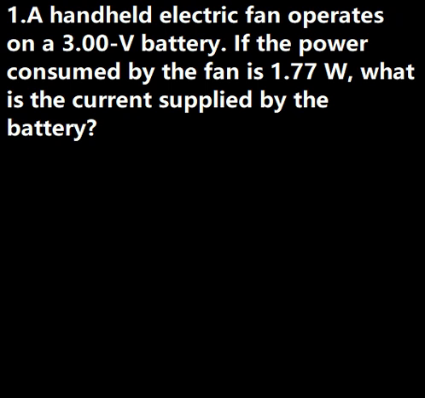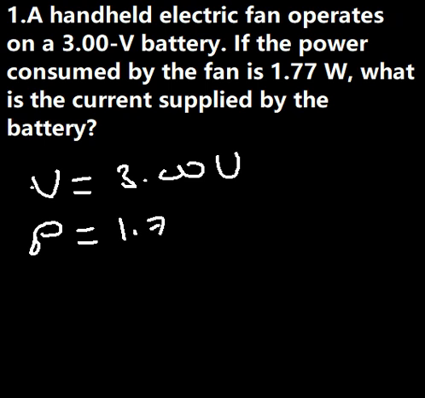So now let's say we have this question which says that a handheld electric fan operates on a 3.00 volts battery. So which means that's the voltage. So that is 3.00 volts. Now, the power consumed by the fan is given to us. Now this is the power. We have it as 1.77 watts. By the way, the basic unit for power is the watts.